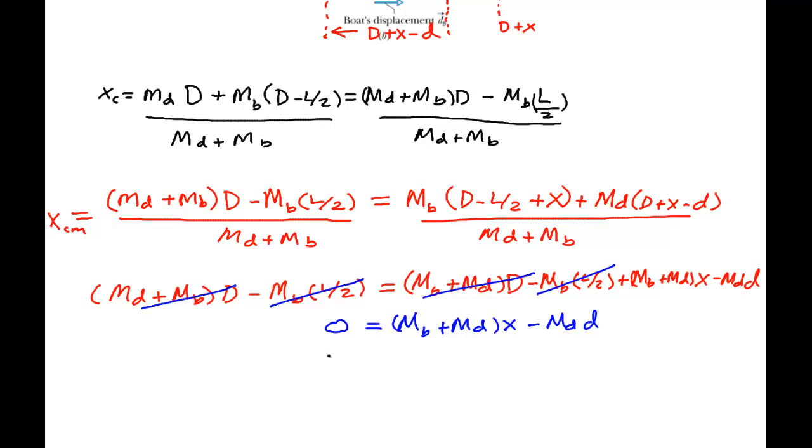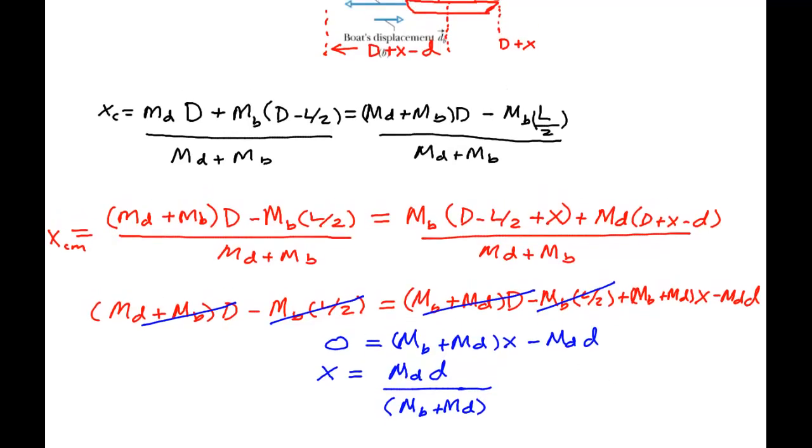Bringing this over, I now have x is equal to the mass of the dog times the distance the dog moved divided by the mass of the boat plus the mass of the dog. Now that's the distance that the boat moved. It's not the question that was asked.